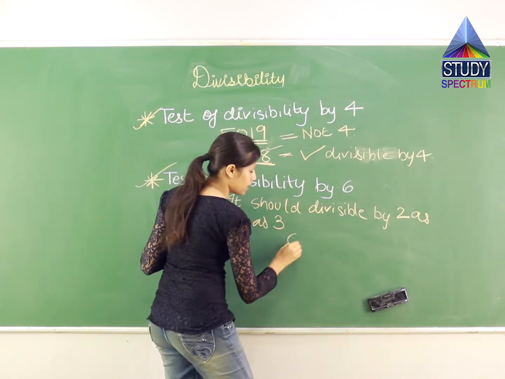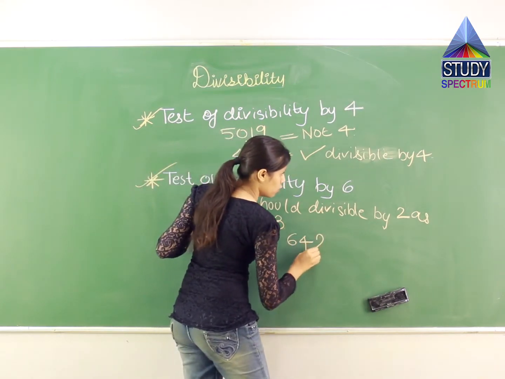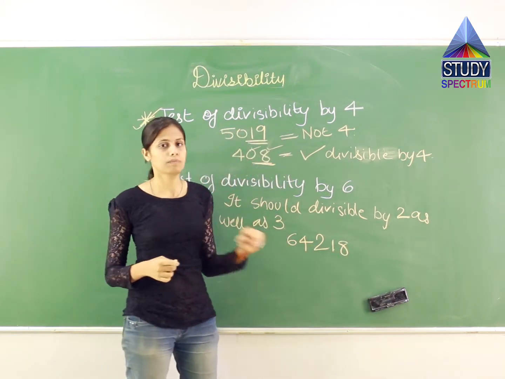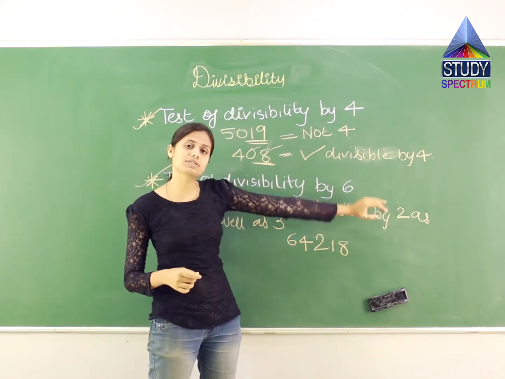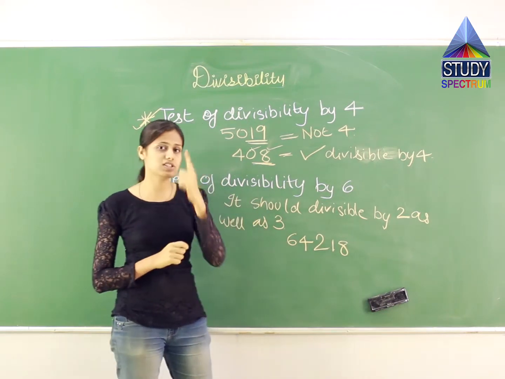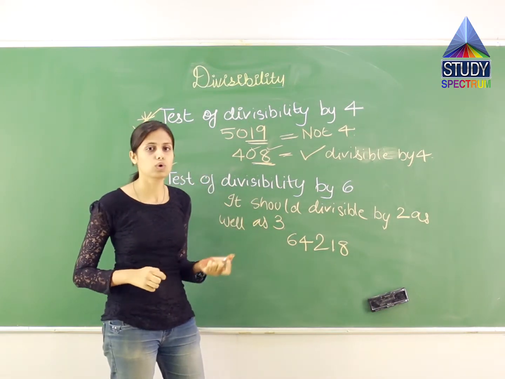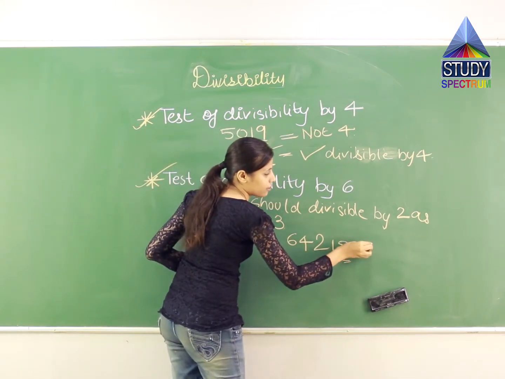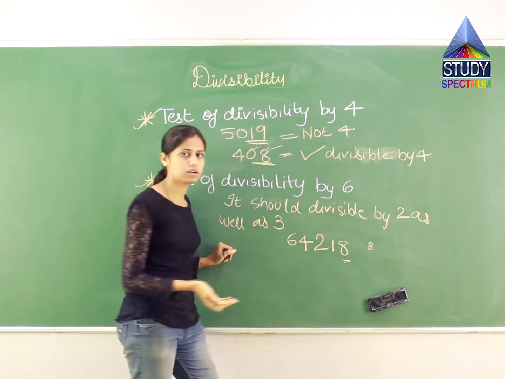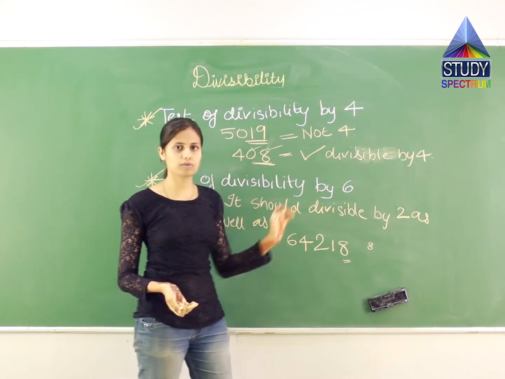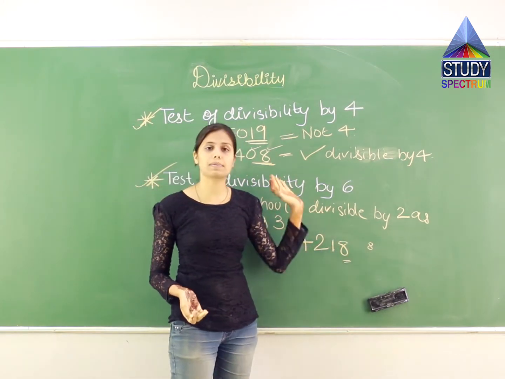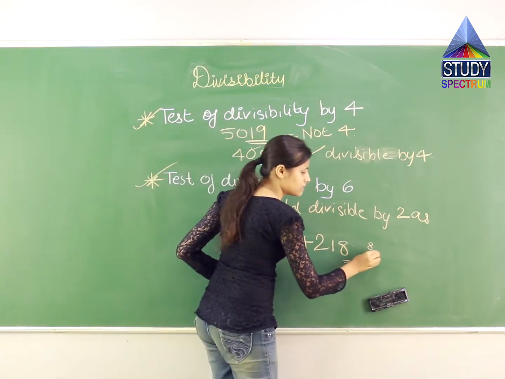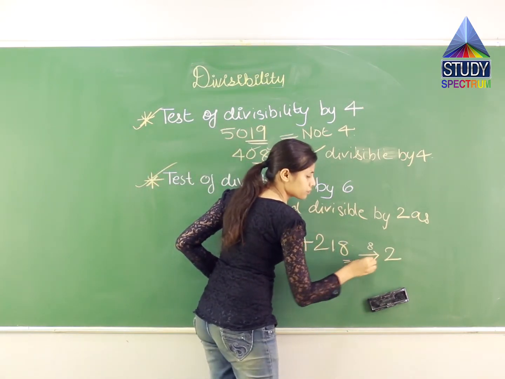Suppose the number is like 64218. This is the number given to you. Now tell me, is this number divisible by 6 or not? First we will check the divisibility by 2. So we will see the last number. At the end I have 8. 8 comes in the table of 2, right? So 8 is divisible by 2. So I can say that yes, this number is divisible by 2.